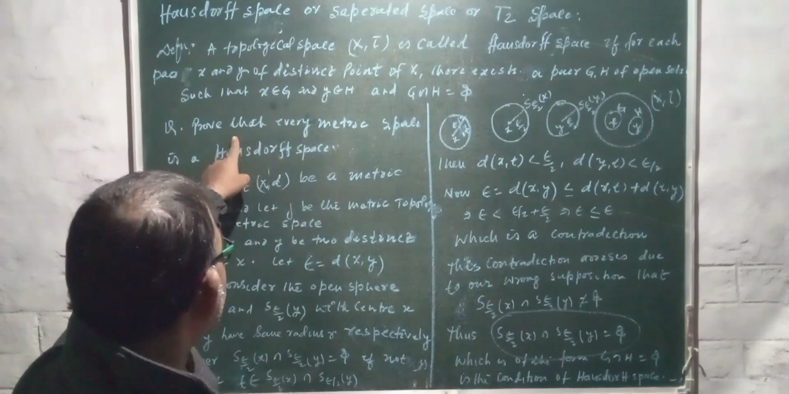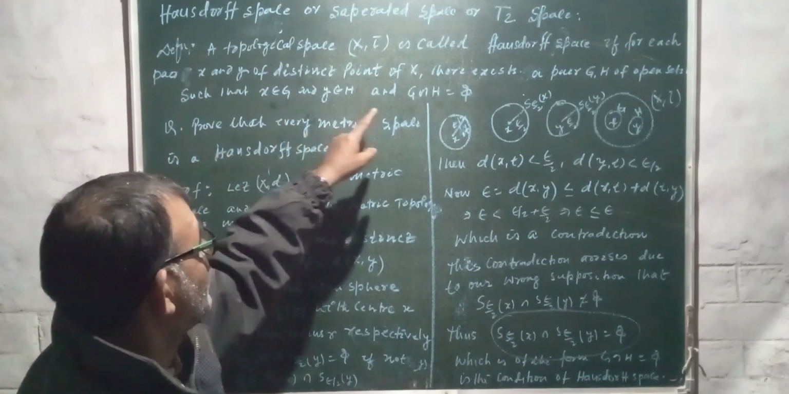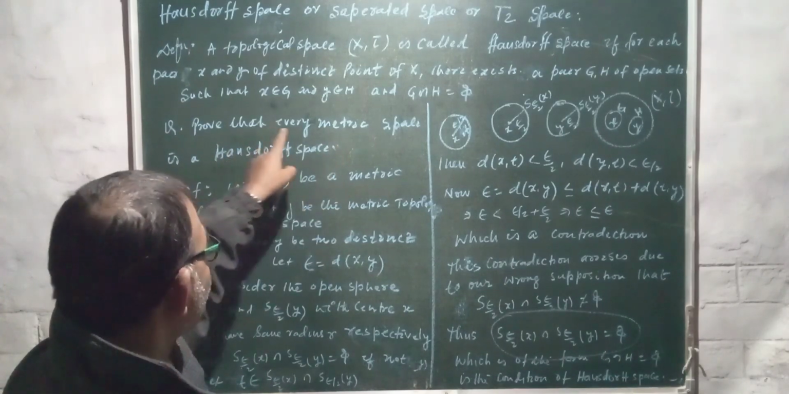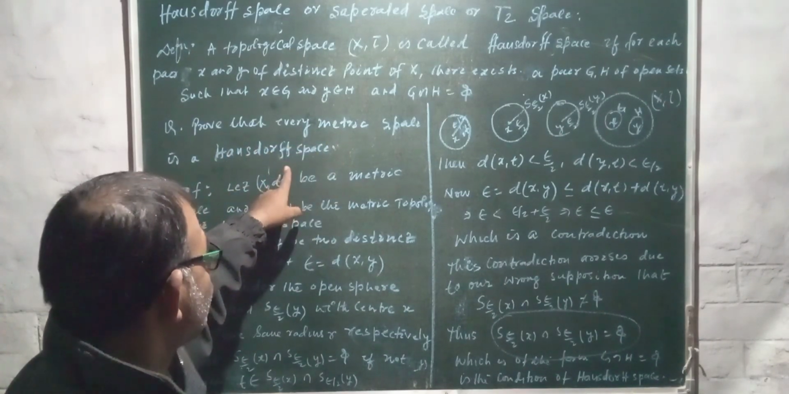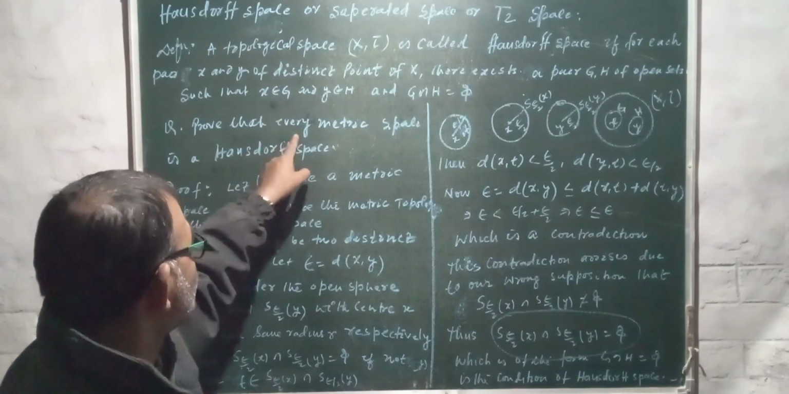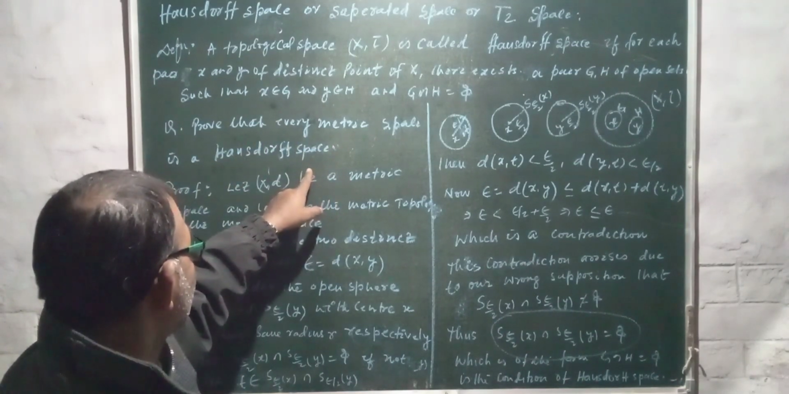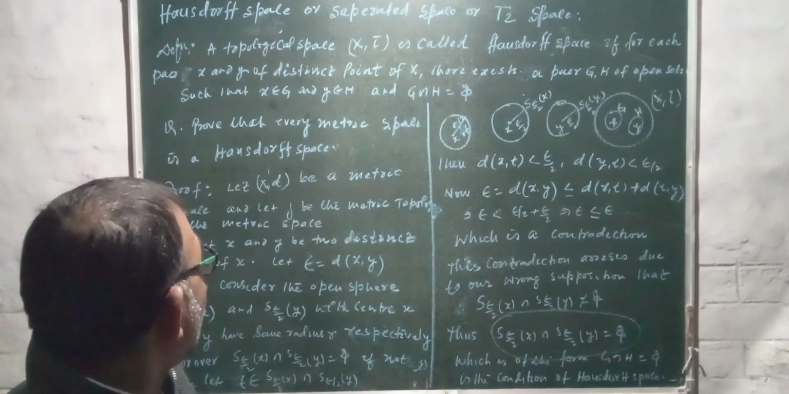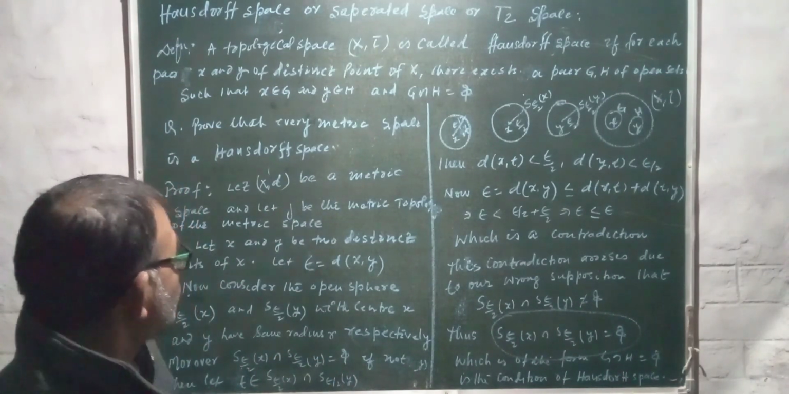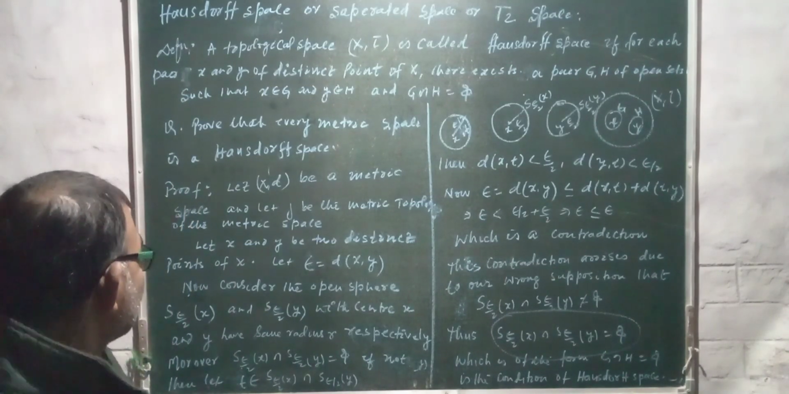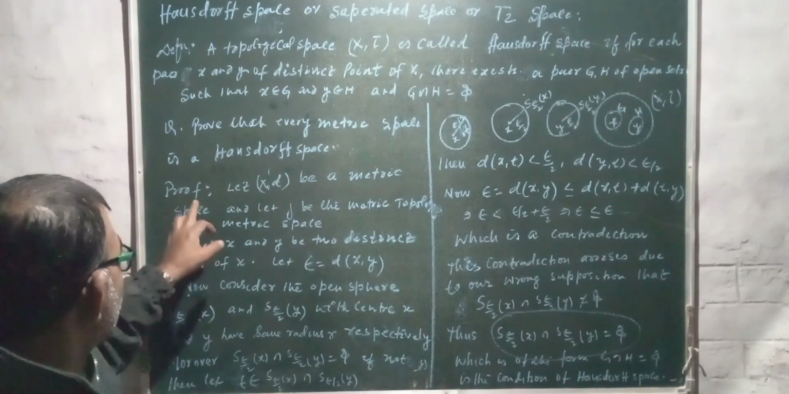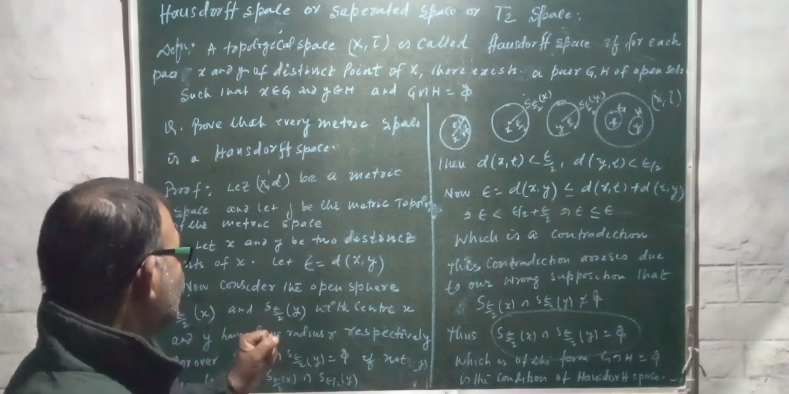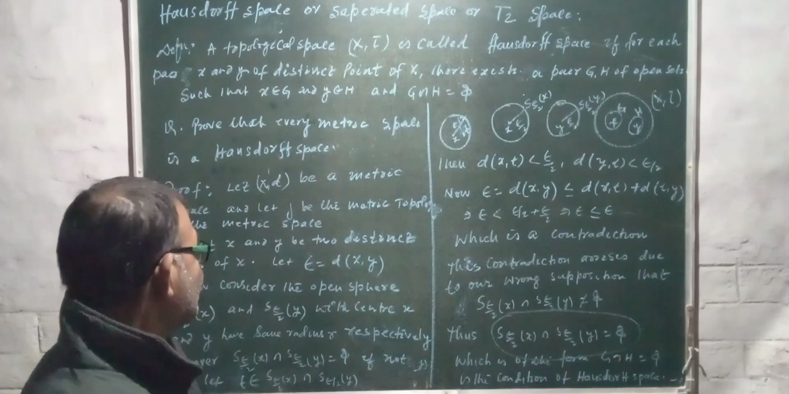Proof. Now there is a very important question on this Hausdorff space: prove that every metric space is a Hausdorff space. We have to prove that every metric space is a Hausdorff space. For this, let X be a metric space and J be the metric topology of the metric.